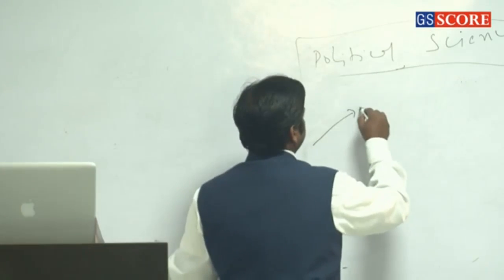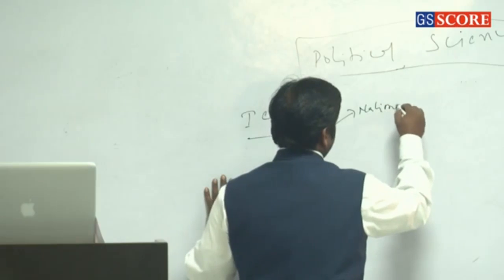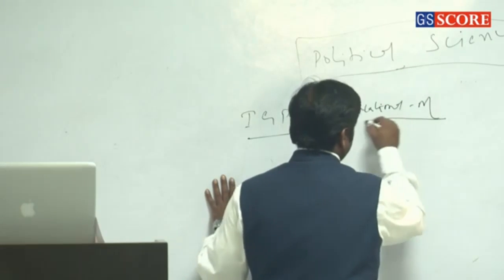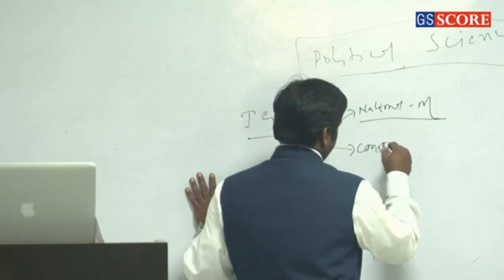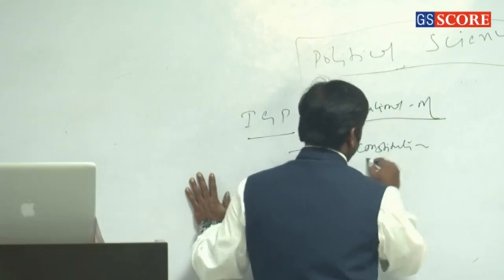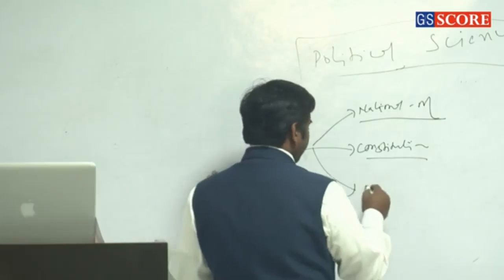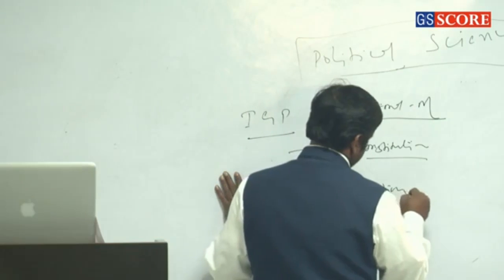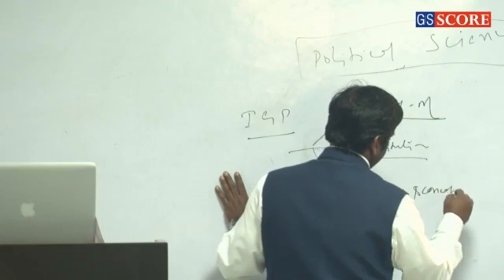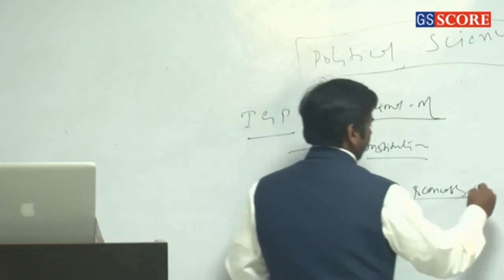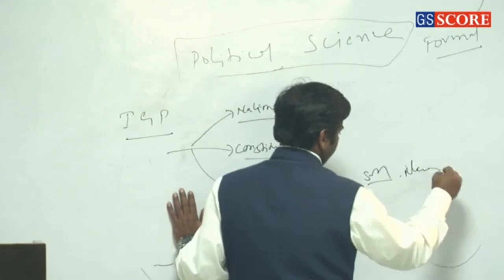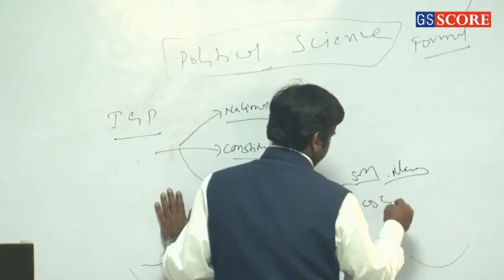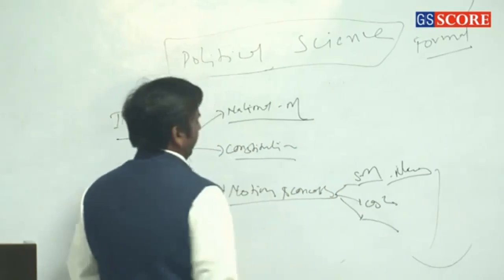The first section is related to the national movement part. The second section is directly related to the constitution part, and in the third you can find a few notions and concepts. Here you can mention social movements, or new social movements in India, caste politics in India. These trends you can find.